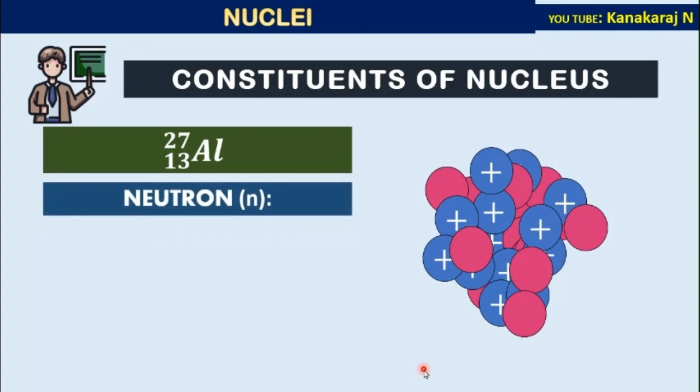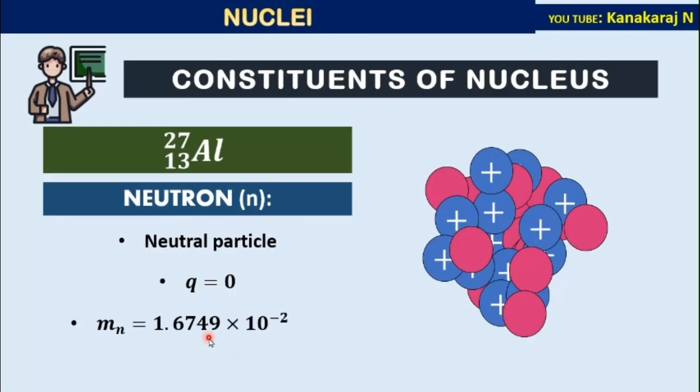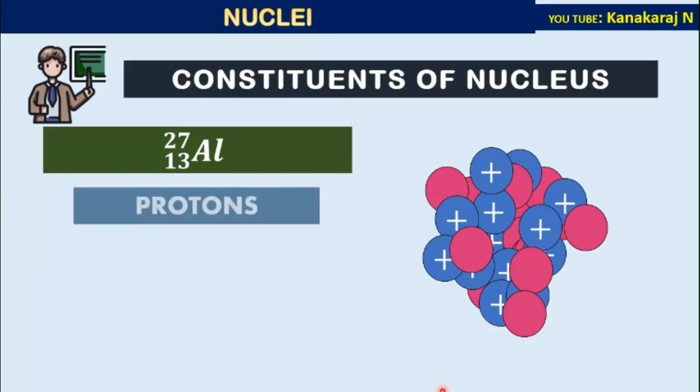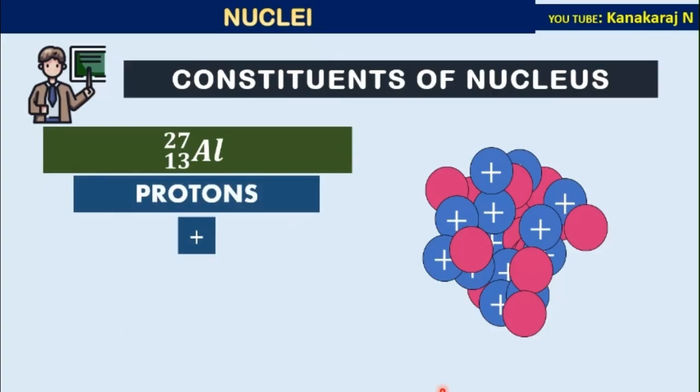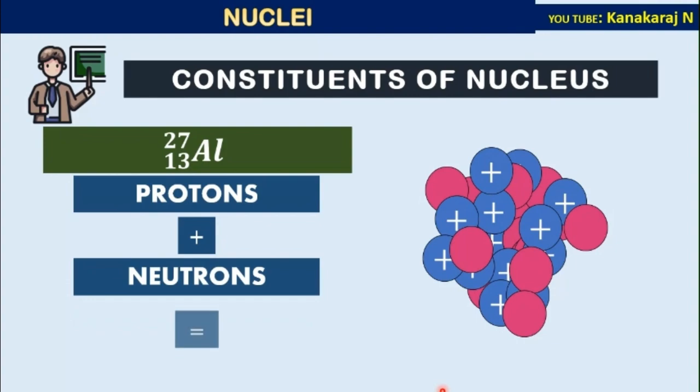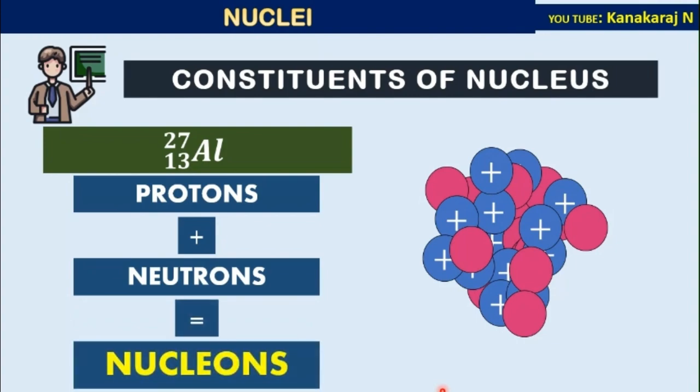Let's learn neutron. It's a neutral particle. Its charge is 0. The mass of the neutron is 1.6749 multiplied by 10 power minus 27 kg, slightly greater than mass of the proton. Protons plus neutrons together we call nucleons. Nucleon is a common name for proton and neutron.